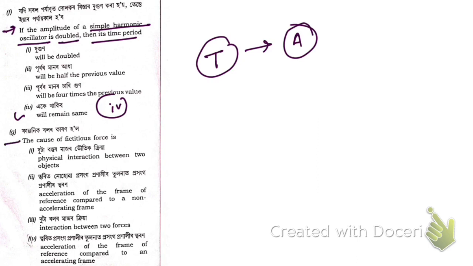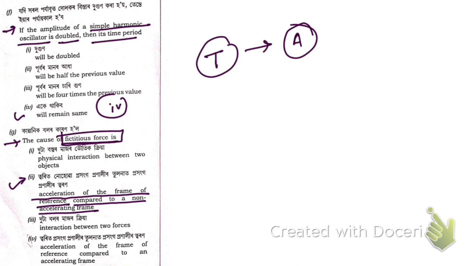Now, the cause of fictitious force, and that is option number 2, acceleration of the frame of reference compared to a non-accelerating frame. Okay, so this is the cause of fictitious force. So option 2 will be the correct option.